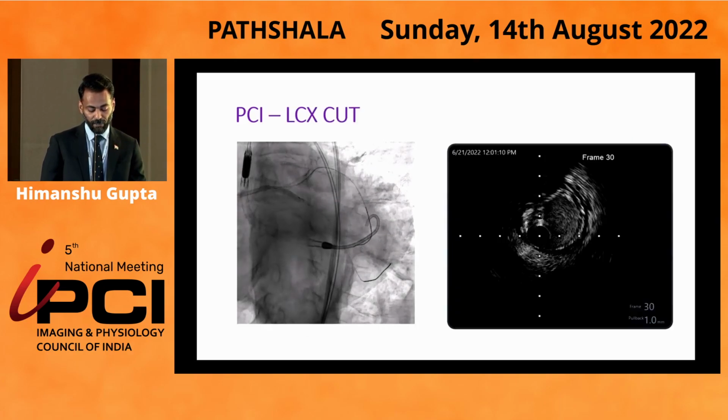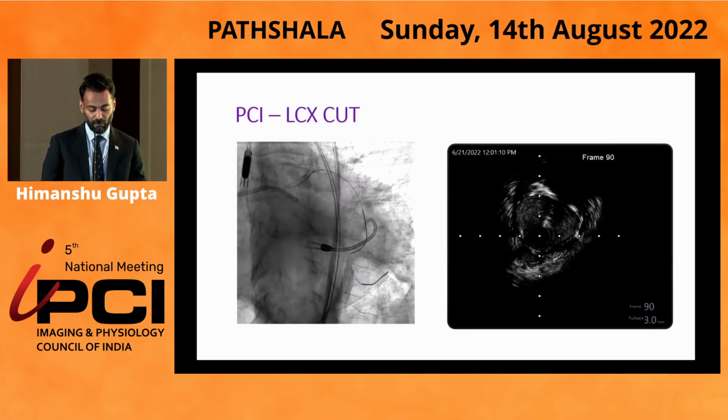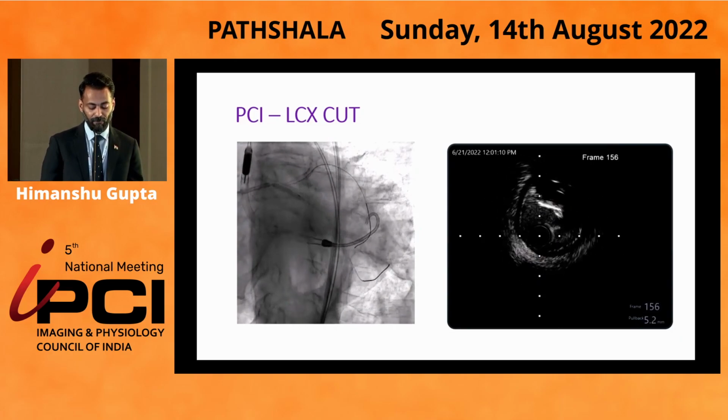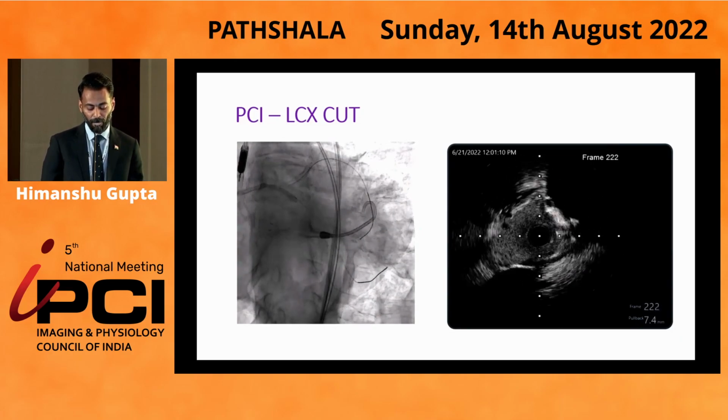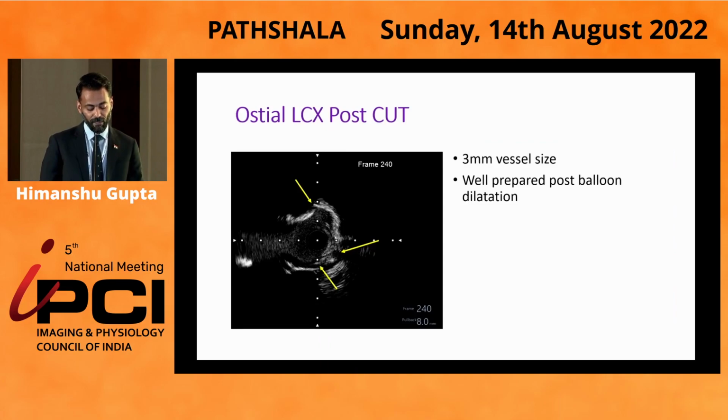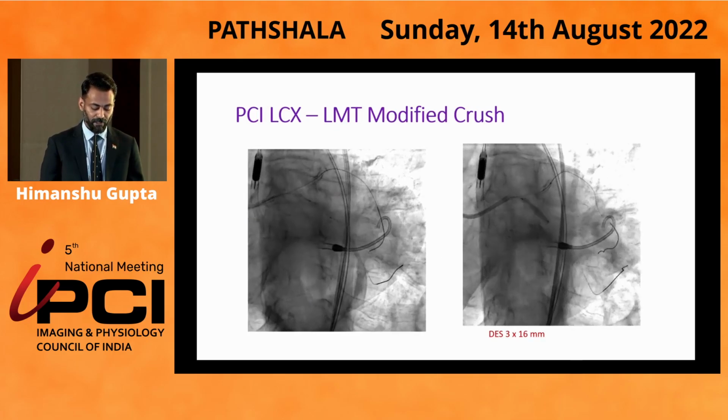After putting in a cutting balloon, we do IVUS of the ostium of the circumflex to see whether we have made any difference and whether it is ready to receive a stent. After that, we see we have very good cracks in the ostium of the circumflex. It's a 3 millimeter vessel, so it is ready to receive a stent. We stent it with a 3 into 16 millimeter DES in a modified mini crush.